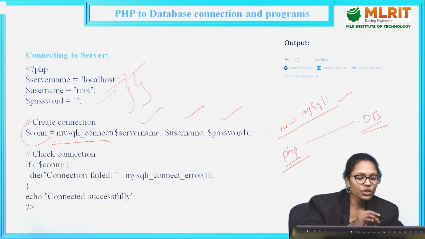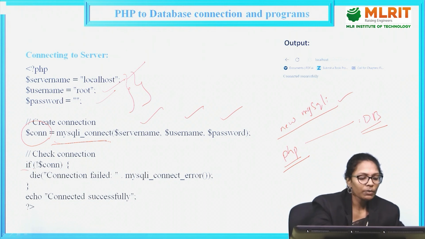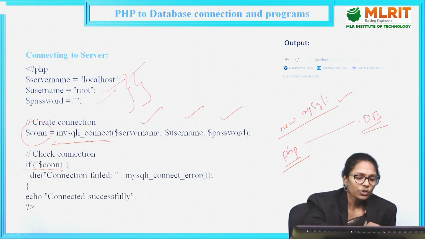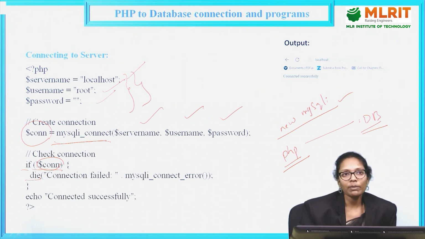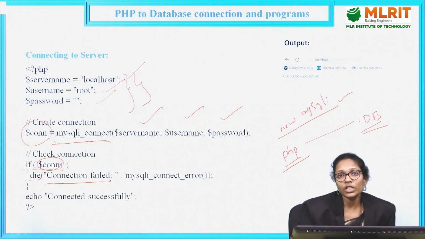Now I should check whether there is any error, or whether the connection is correct. So if $con is containing some information, then it's fine, the connection is established. Otherwise there is no connection, meaning some error is there in the connection. If any error is there, then I'm calling a method called die. The die method will print the message and it will stop the execution there itself. That means if any error is there, you don't need to go further; further execution is not needed, so you can stop the execution there itself. That's the use of the die method.